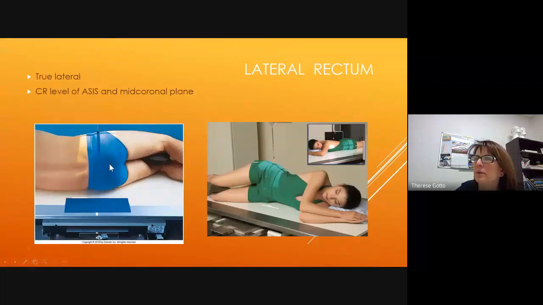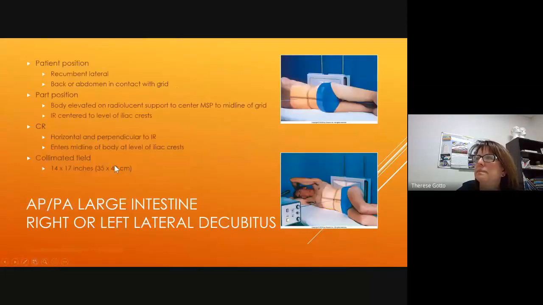Okay, remember you need a true lateral. Oh, I don't have a picture of that, darn it. Remember, this one is going to have a balloon in the lateral. So in our BE protocol, we have a balloon in this true lateral of the rectum.